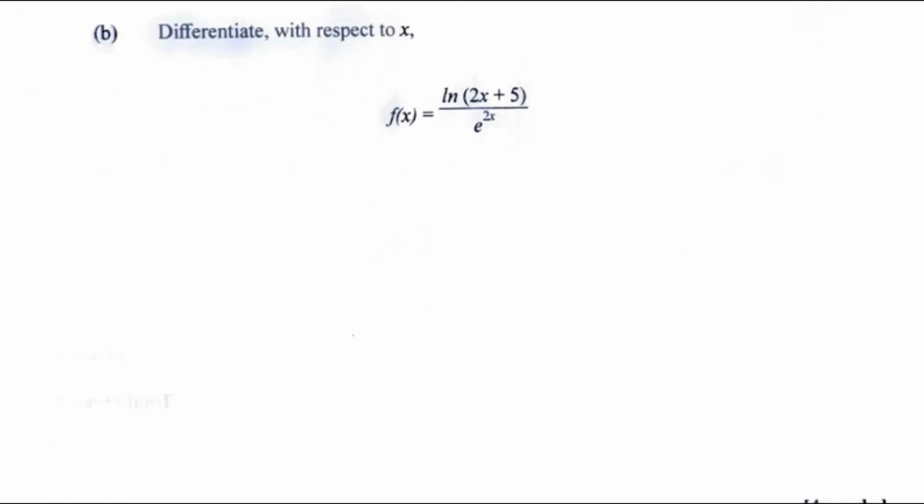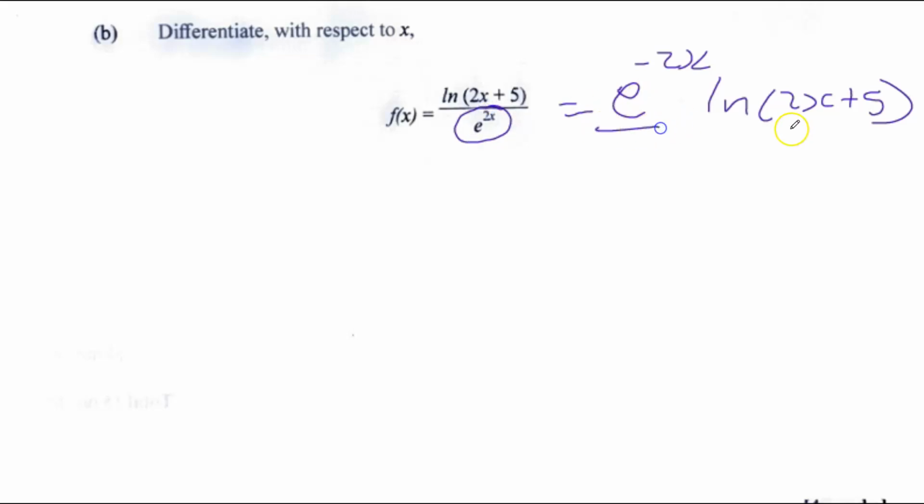For part B, differentiate with respect to x. We can keep it as a quotient rule since it's a function over function. Or if you prefer, you can rewrite it. Bring up the e, it's actually e to the negative 2x, using the laws of indices, ln of 2x plus 5. So it can either be treated as a product rule problem or a quotient rule problem since it's a function over function. But this can be written as e to the negative 2x, and if you do it like this, it's now a product rule problem.